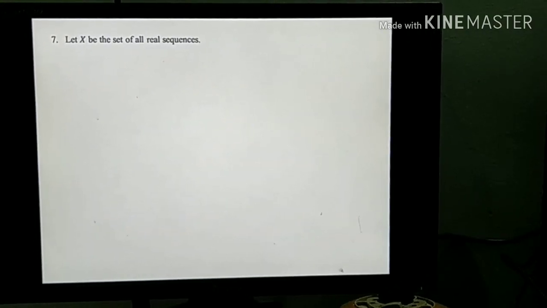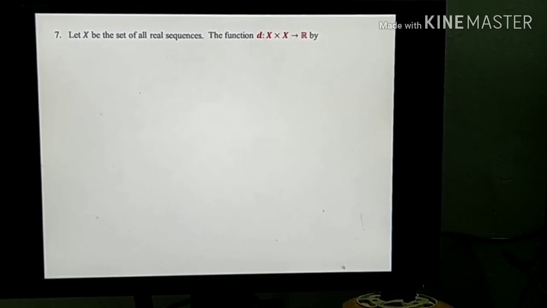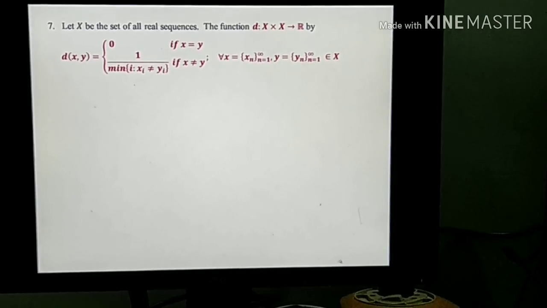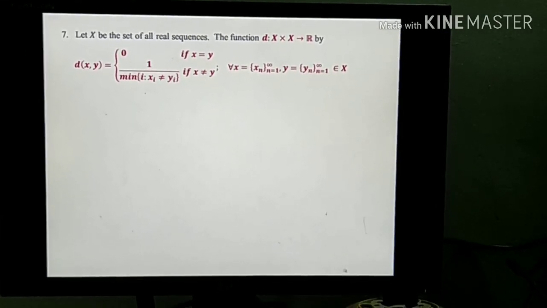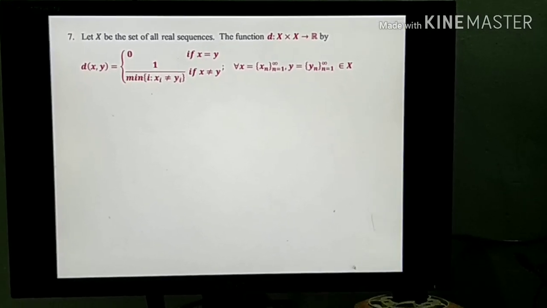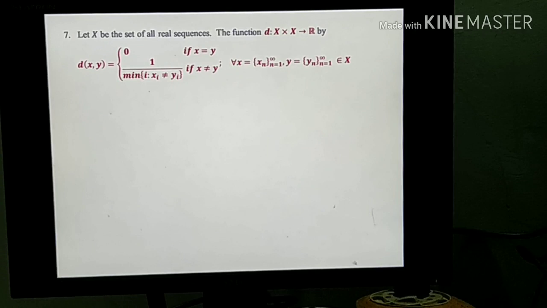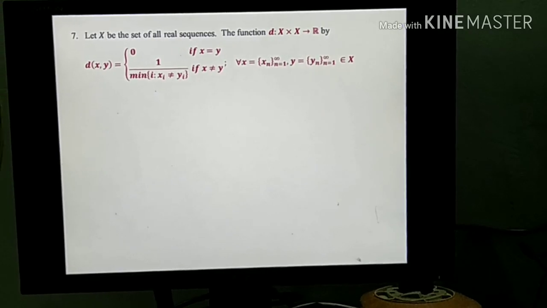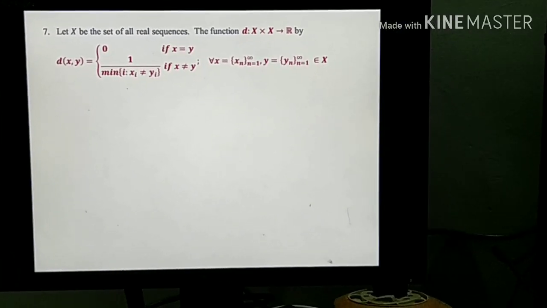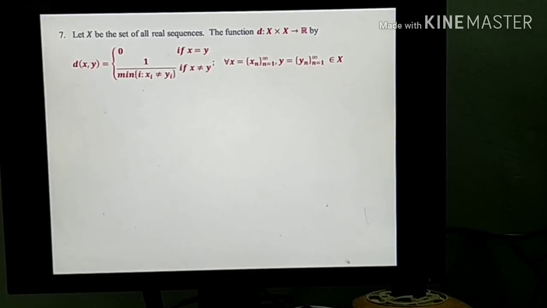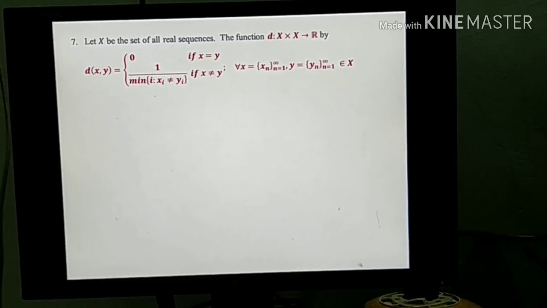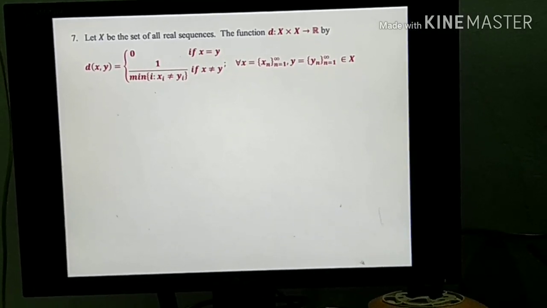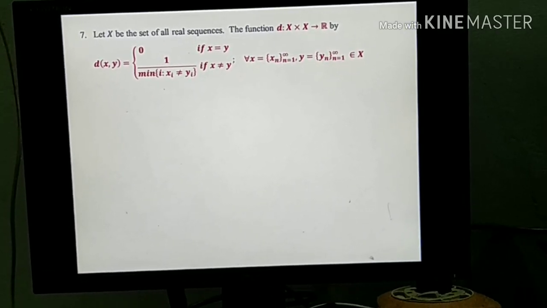Next example, let X be the set of all real sequences, then the function d from X cross X to R is defined by d(x,y) equal to 0 if both the sequences are equal, and if the sequences are not equal, then you have to find the first members of x and y that are different, and you have to take the reciprocal of the minimum of the suffixes i for which xi is not equal to yi.